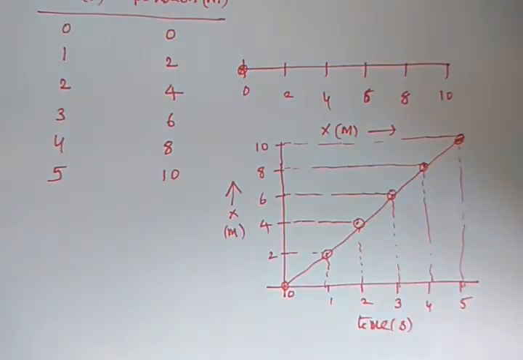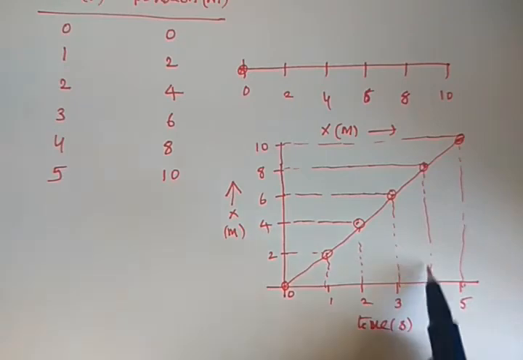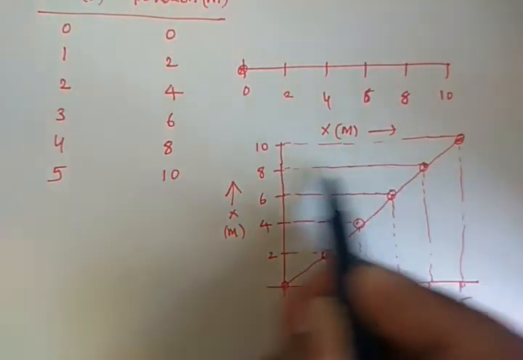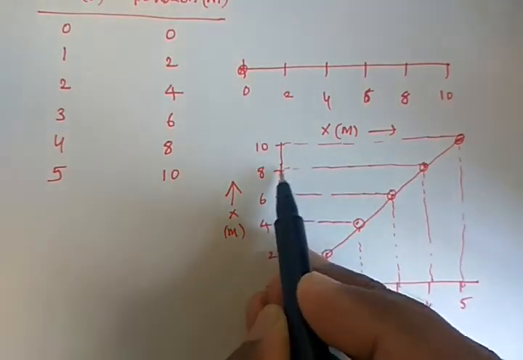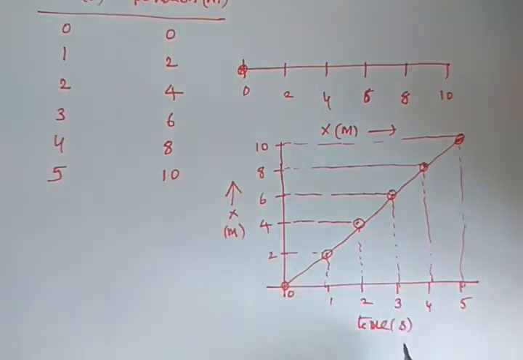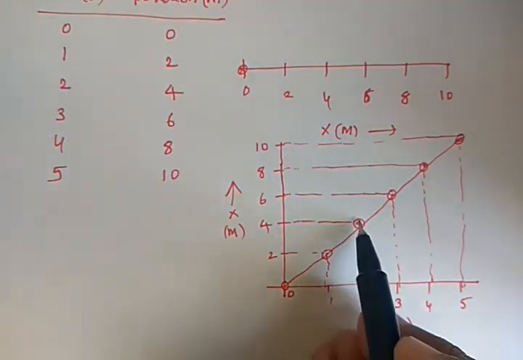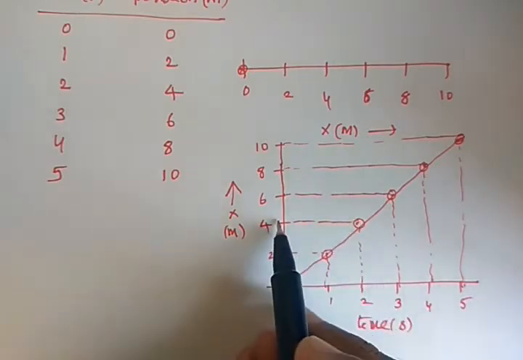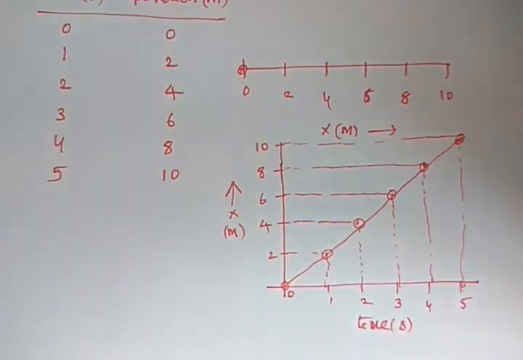So this is the displacement versus time graph. Now, for example, if you want to know the position of the object at time t equals 4, this is time t equals 4. Let us see the corresponding distance, displacement or position, that is 8. If you want to know the location of the particle at time t equals 2, then the corresponding position is 4 meters, and so on.